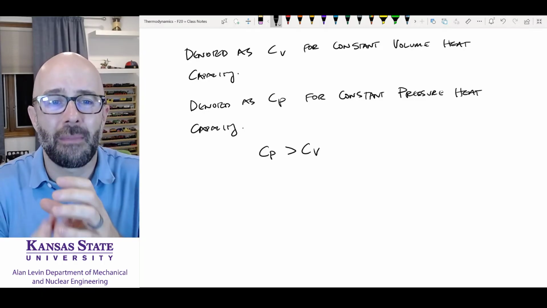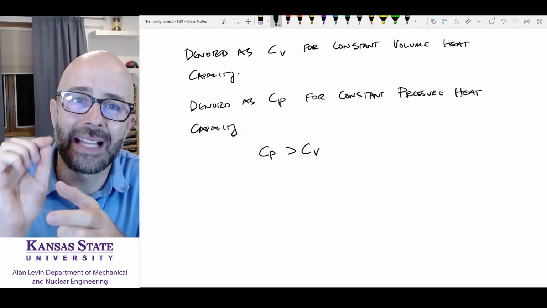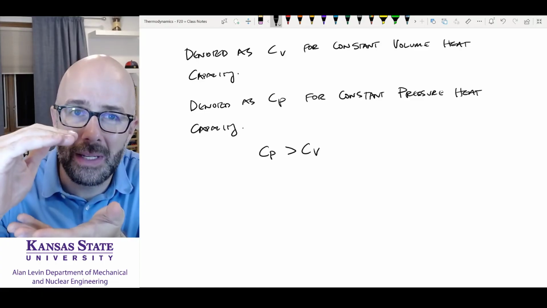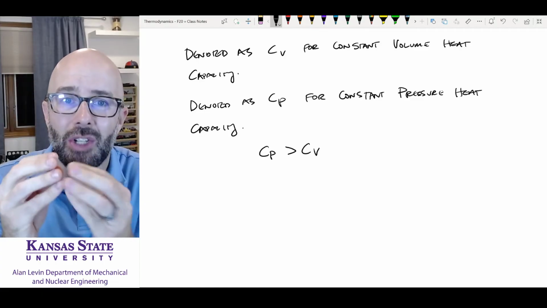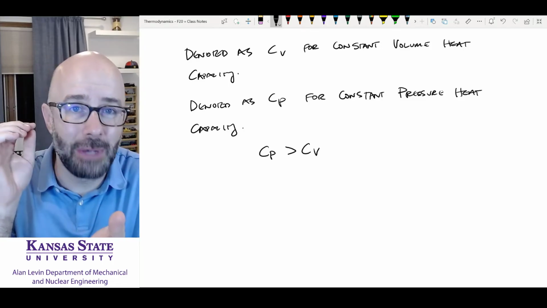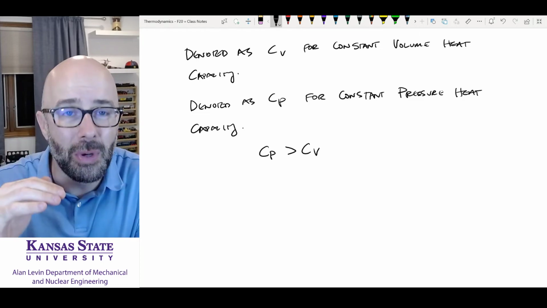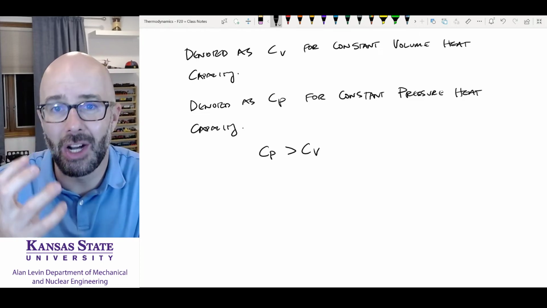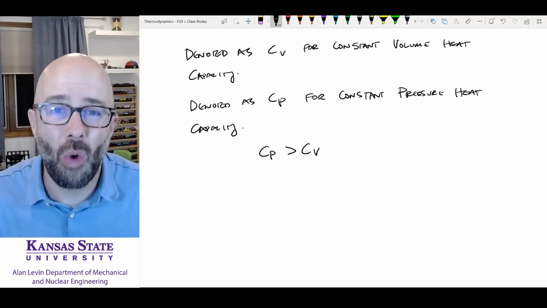In that constant pressure situation, some of the energy that you're adding is not going to go directly into changing the temperature. It's going to go into causing that change in volume. So the energy is going into two different places, and because of that, it can't all go into the change in temperature. Therefore, you have to put more energy in to take care of that volume change and the temperature change. So C sub P is always greater than C sub V.